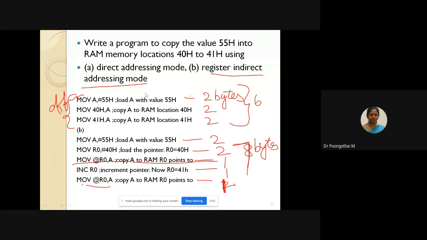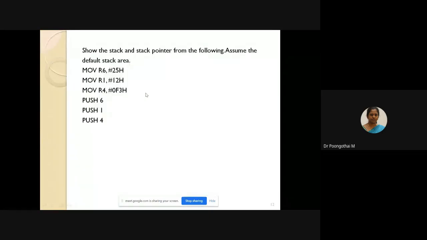So this class, we will do some problems related to your data transfer instructions. According to the problem statement, you have to find out the stack and stack pointer content and also your registers after execution of all these instructions. Initially, your R6 is loaded with 25, R1 is loaded with 12, and R4 is loaded with F3.